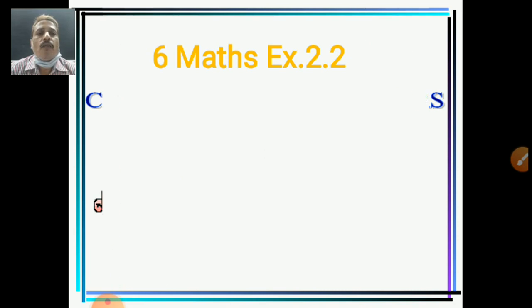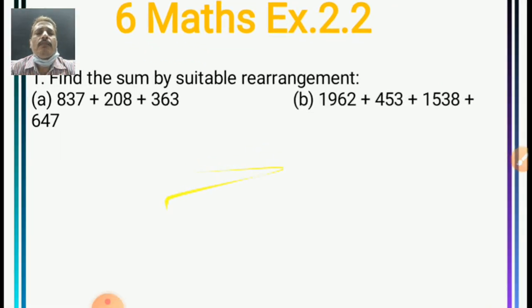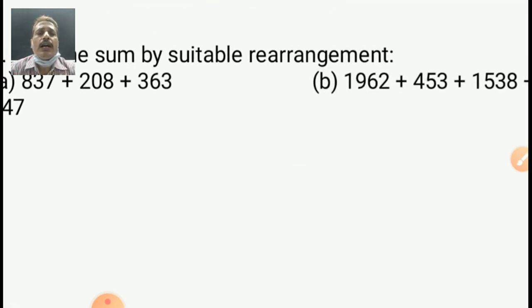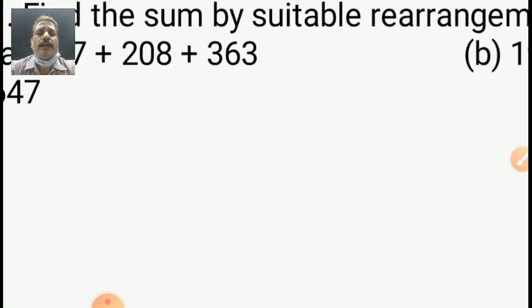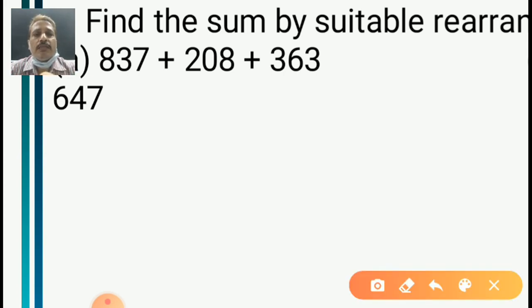Here is question number 1 of exercise 2.2. See, the question is here. Find the sum by suitable rearrangement. There are two questions. Question number A, 837 plus 208 plus 363. How many numbers are given, students? Yes, there are 3 numbers, and these 3 numbers are joined with the plus operator, addition operator.